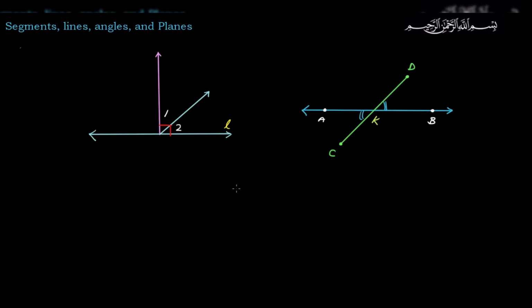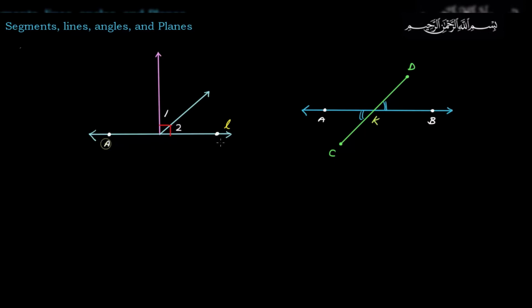I've done two figures here for you. Let's look at these individually. The first one here has this particular line. I've labeled it line L. As you recall, you can also name lines using some points on the line. So let's label some of these.